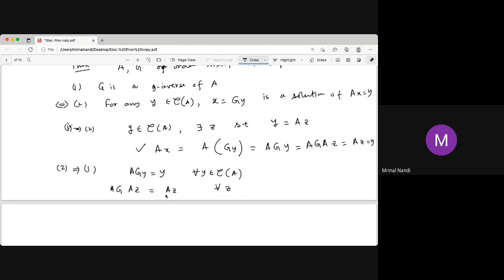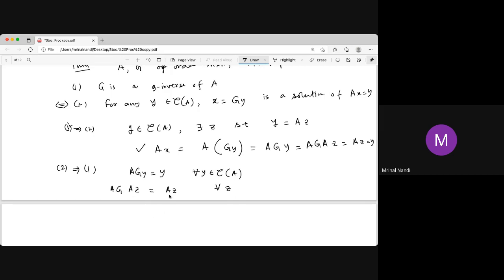We can't say directly that if AZ equals BZ, then A equals B. We can't say that. But in this situation, we can prove it. Why? Because this is not true for just a single Z, it is true for all Z. Since it is true for all Z, we can say that AGA equals A. If AZ is equal to BZ for all Z, then A is equal to B.